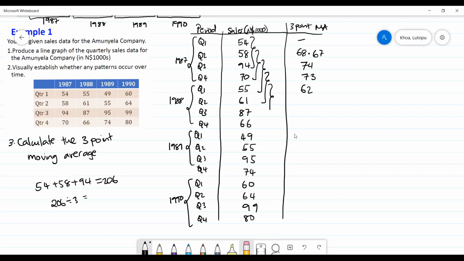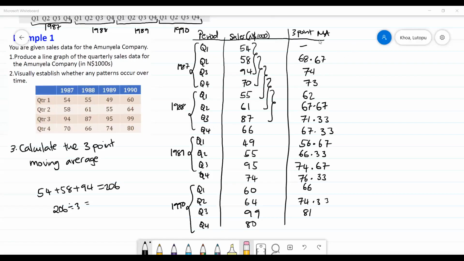And our next one, 55 plus 61 plus 87, 203. 203 divided by 3, this is 67.67. Okay, so these are the values that you would then get if you completed the table.